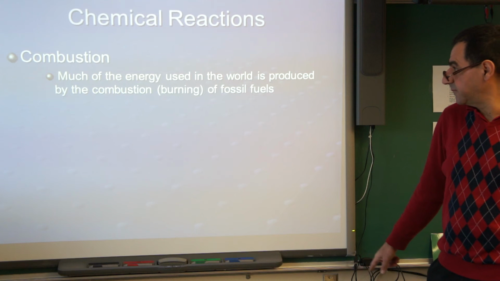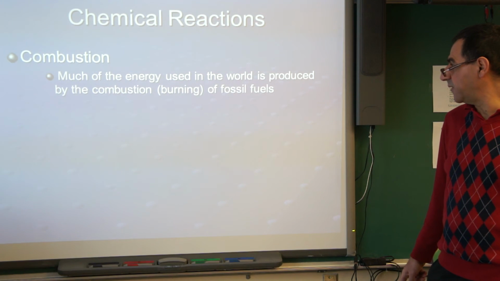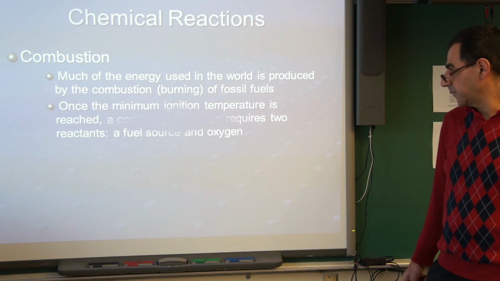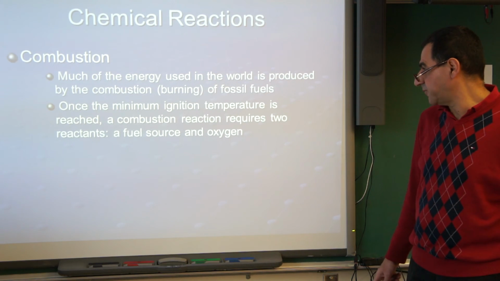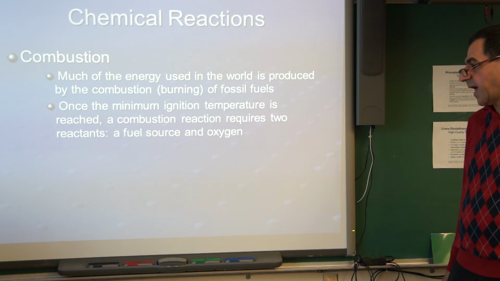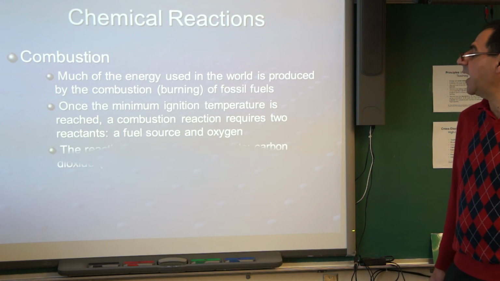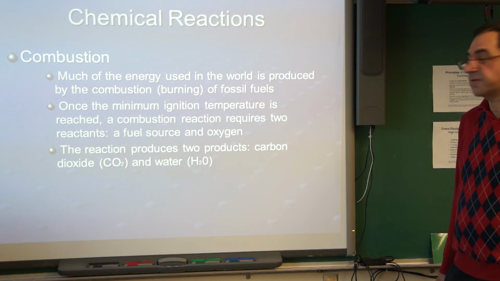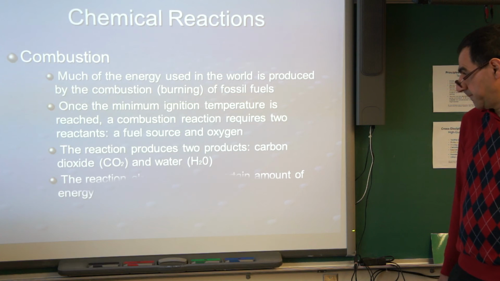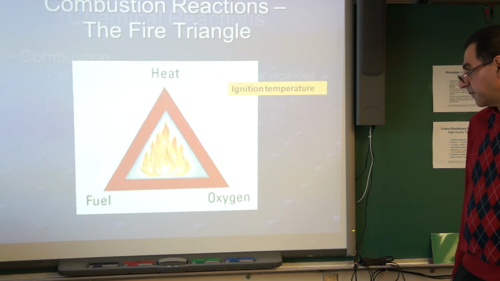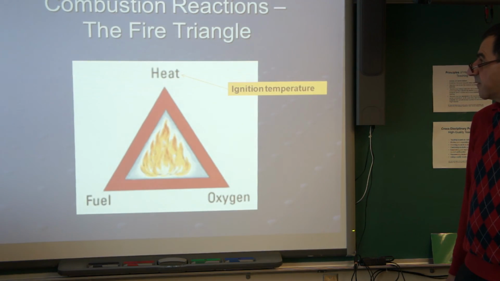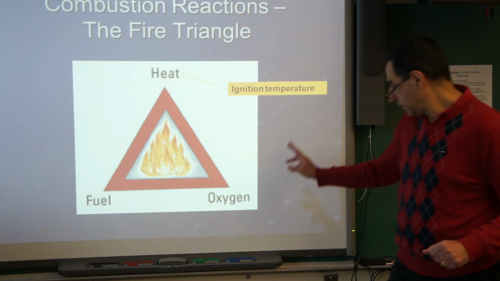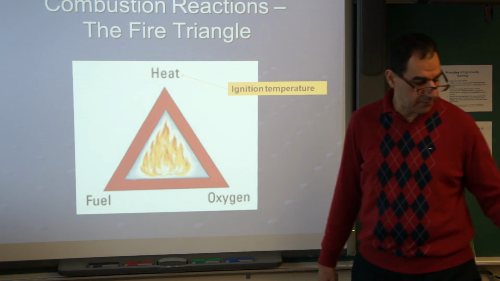Chemical reactions: combustion. Much of the energy used in the world is produced by combustion, burning of fossil fuels. Once the minimum ignition temperature is reached, a combustion reaction requires two reactants, a fuel source and oxygen. The reaction produces two products, carbon dioxide and water. The reaction also produces a certain amount of energy. And this is the famous fire triangle, where ignition temperature, fuel and oxygen are required in order for combustion to occur.